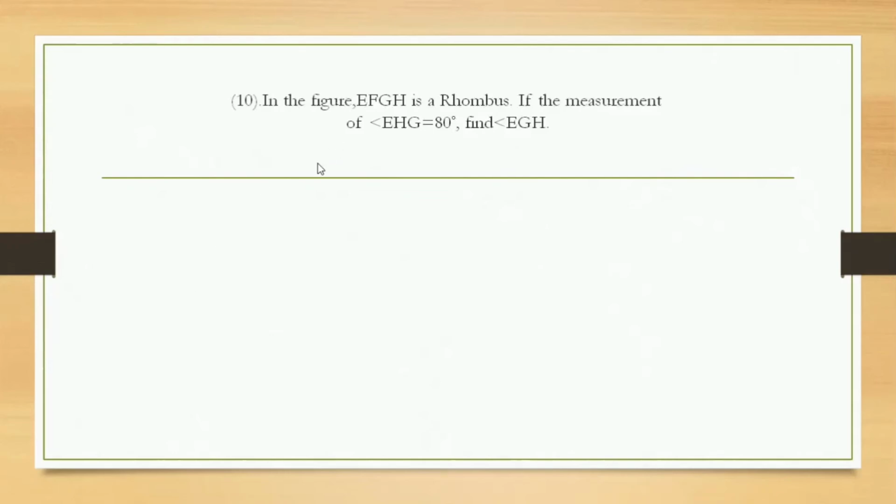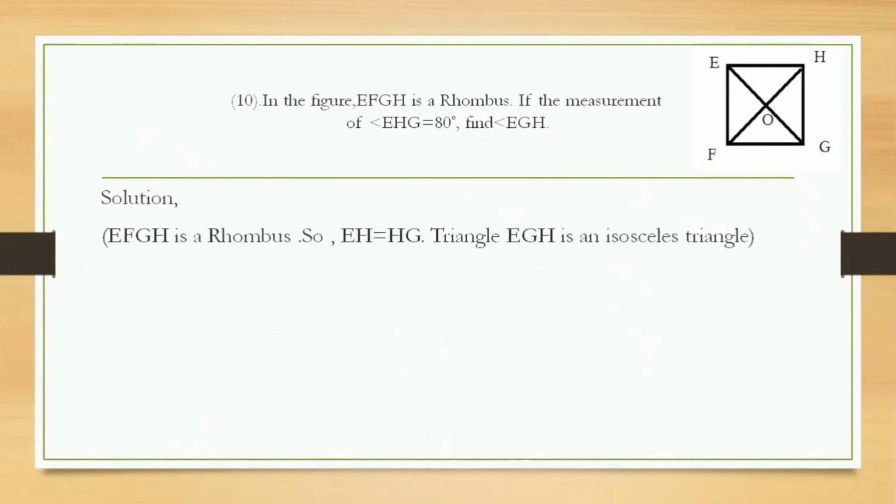Now next one, number 10. In the figure, EFGH is a rhombus. If the measurement of angle ESG equals 80 degrees, find angle EGS. The figure is this. Okay, now first look at the solution. This is a rhombus. Rhombus means all sides are equal, and here EH and HG are also equal.